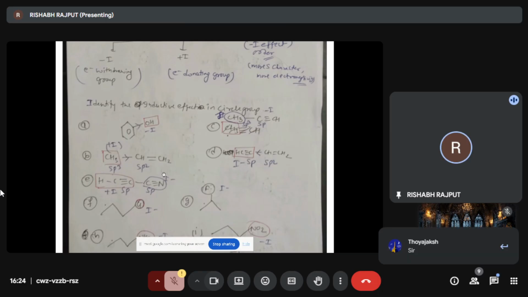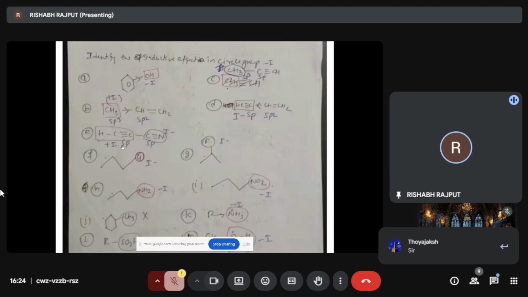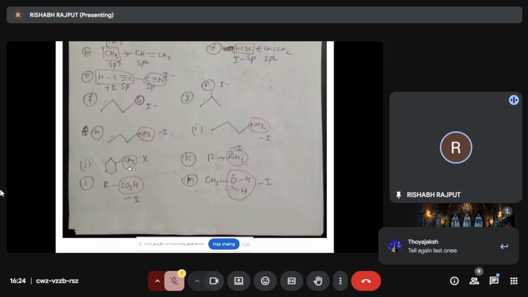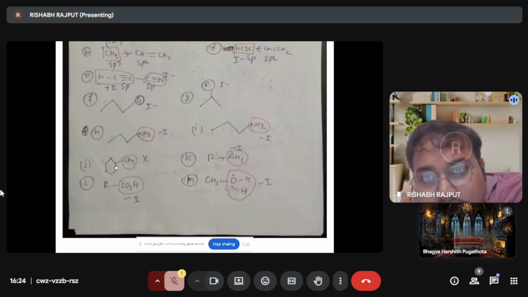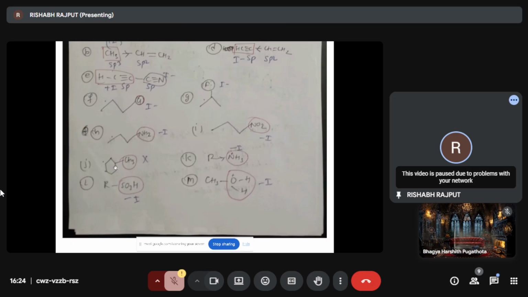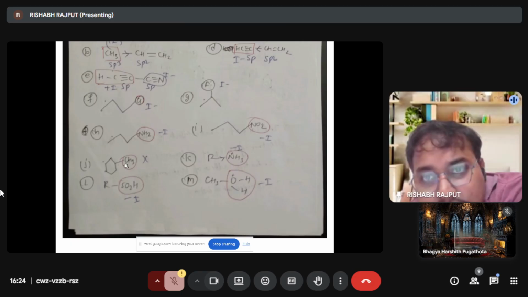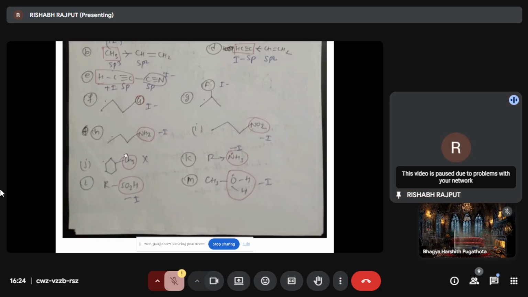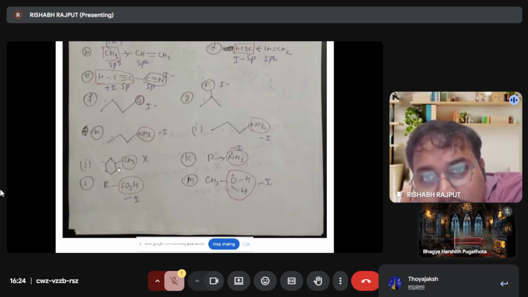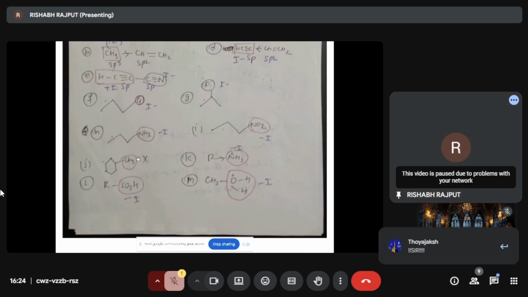Now you can see here this cyclohexane is connected with CH3, a methyl group. So guys, please remember that this CH3 carbon has sp3 hybridization, and this carbon of the cyclohexane it is connected to is also sp3 hybridization. So that means both have the same hybridization, which means there is no change in the I effect. Why? Because both have sp3 hybridization. So that is why this CH3 has no effect.